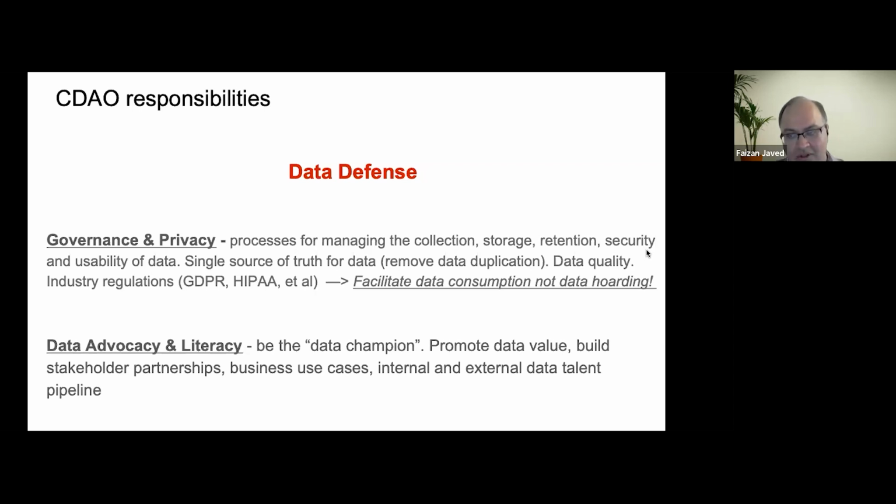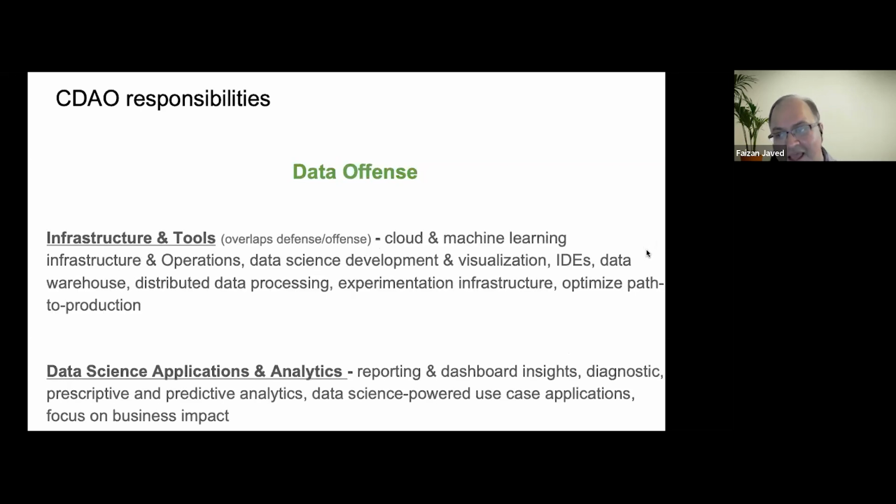So these two overall are what we classify as the data defense scope of ownership for a CDAO, right? The second half of this is what we call data offense, which is where once we have the foundations in place, the chief data officer has to focus on infrastructure and tools, right?